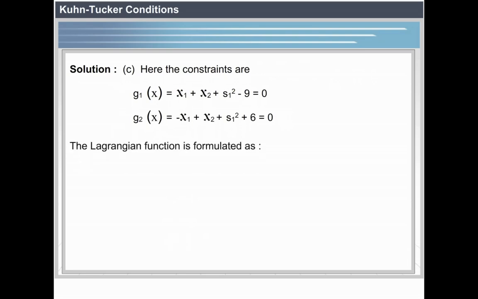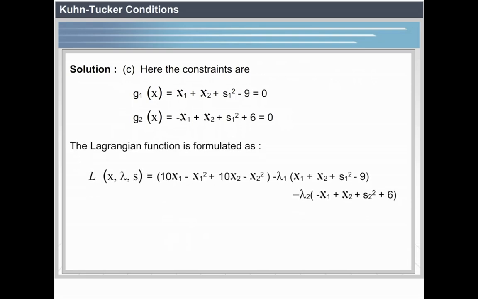The Lagrangian function is formulated as L(x, λ, s) = 10x1 − x1² + 10x2 − x2² − λ1(x1 + x2 + s1² − 9) − λ2(−x1 + x2 + s2² + 6).